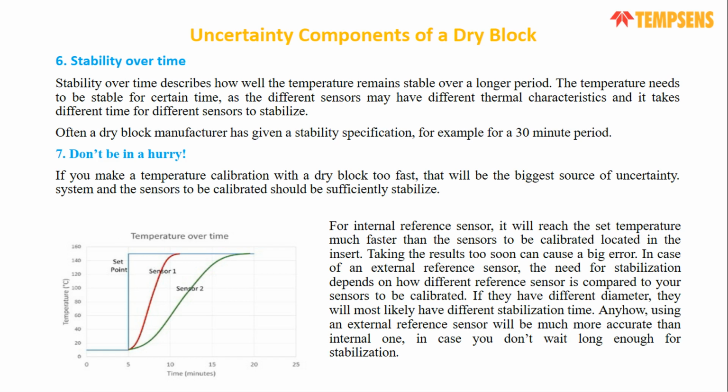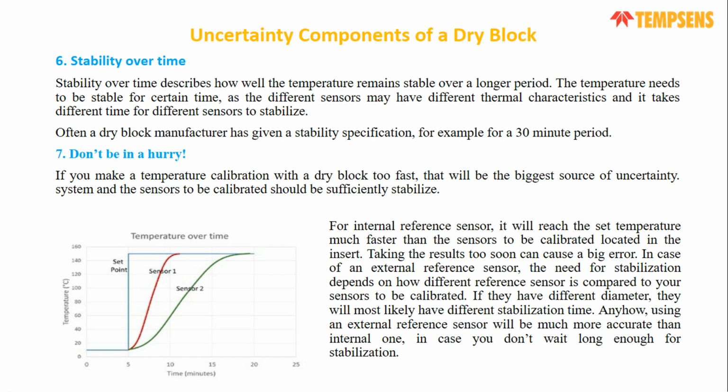let's say it reaches 150. Sensor 1, within 7 or 8 minutes, reaches that set point. But sensor 2 takes more than 17 or 18 minutes to reach the stable temperature. Now, if you take the temperature in between 10 minutes or 12 minutes, you will get a big margin of error in comparison with your master temperature.